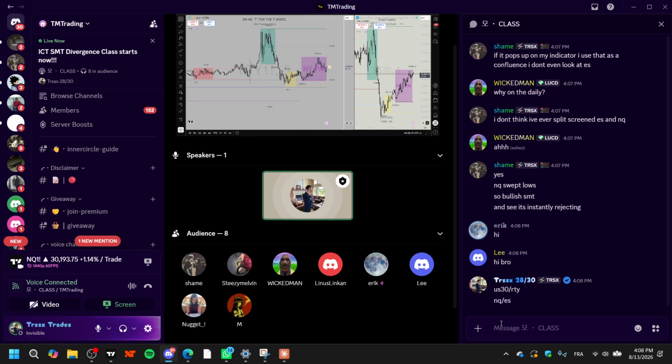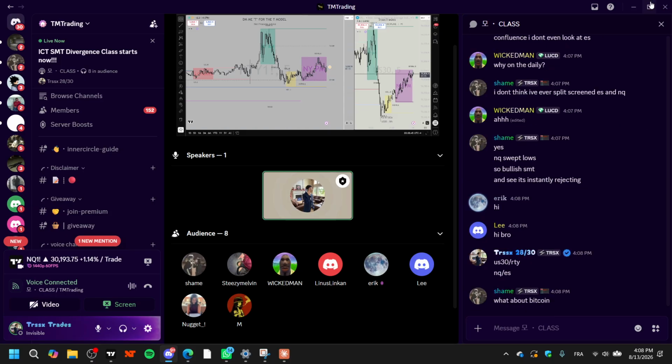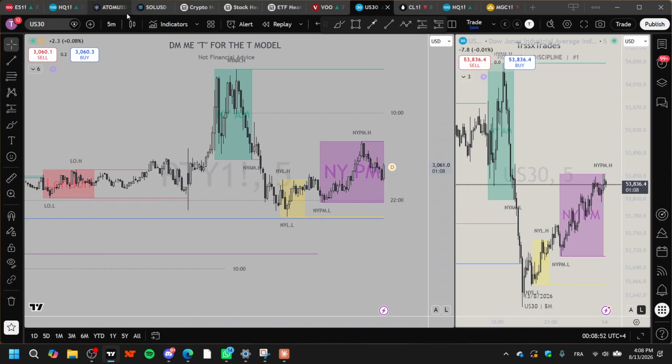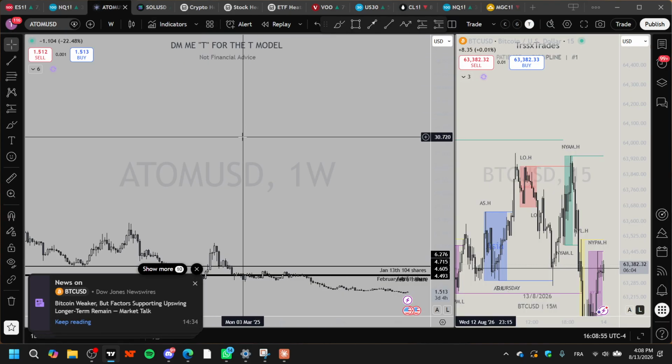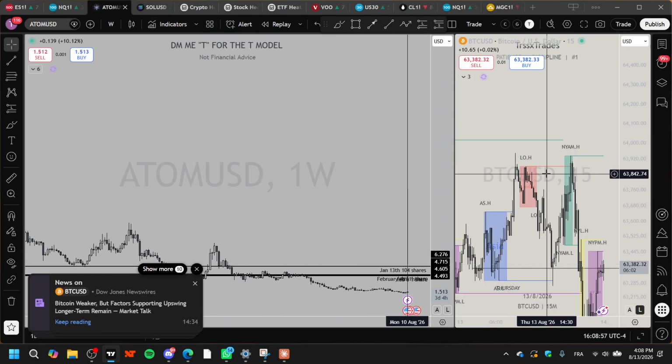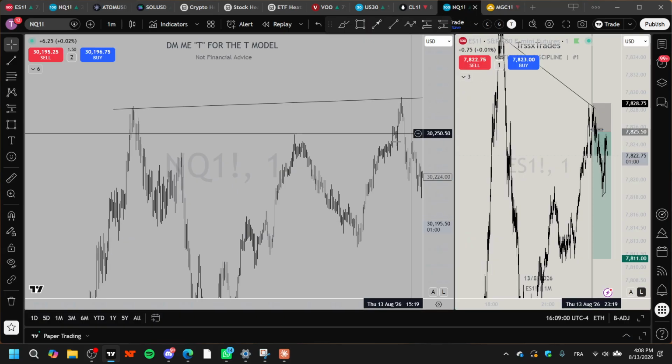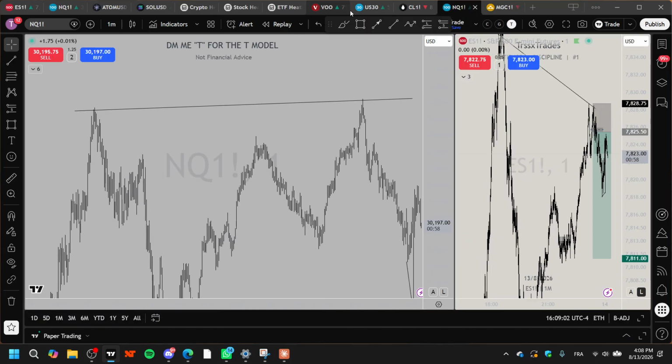These are going to be the ones that you are going to need to look at together, if that makes sense. What about the other ones? Right, we got Bitcoin and Ethereum. We could look into Bitcoin. I'm not going to switch them, but Bitcoin and Ethereum move together. But these are the assets that we trade: NQ, ES, RTY, and US30.